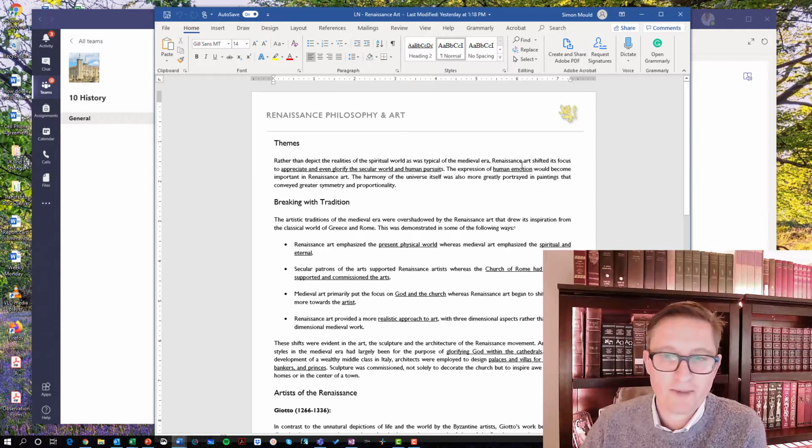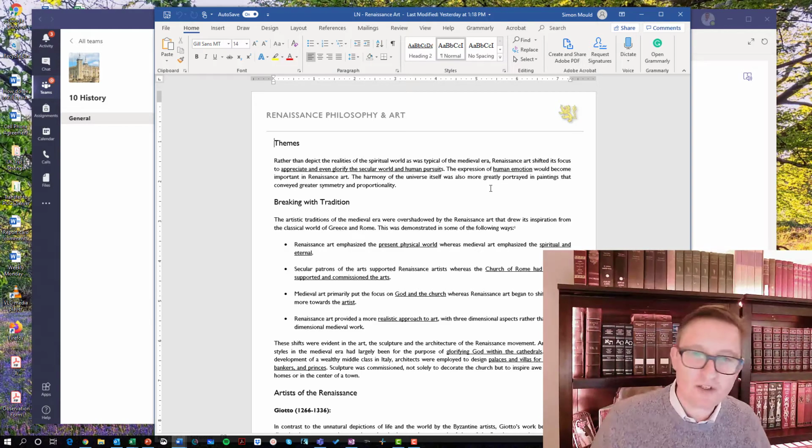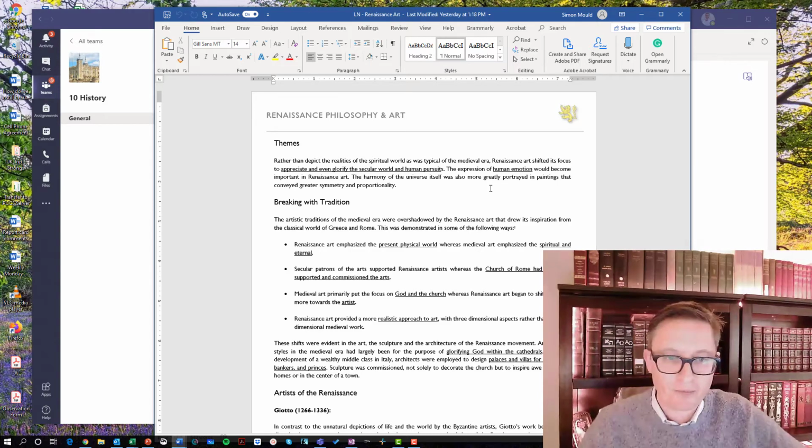So you see here in my notes, Renaissance art shifted its focus to appreciate and even glorify the secular world and human pursuits, because all of a sudden those became valid. Remember, the Renaissance is about revitalizing the human spirit and putting value back on the individual. So it's not just Mary who has value and worth, it's all of us.